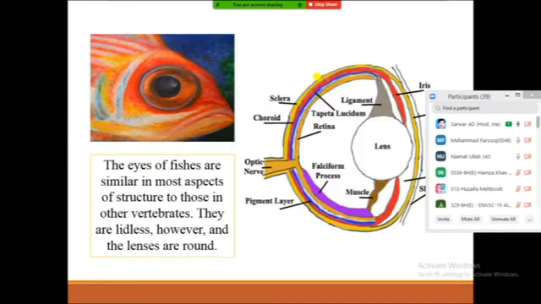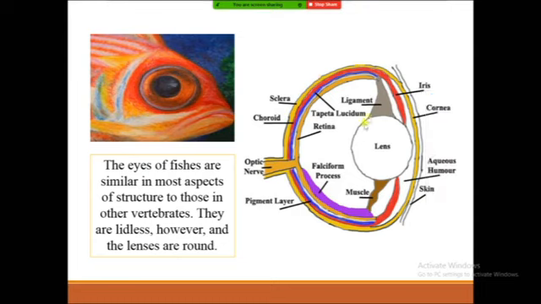The eyes of the fishes are similar in most aspects of structure to those in other vertebrates. They are lidless; they don't have lids. However, the lens is round. This is the structure of the eye of a fish, containing all the important structures we have learned about in the eyes in general.